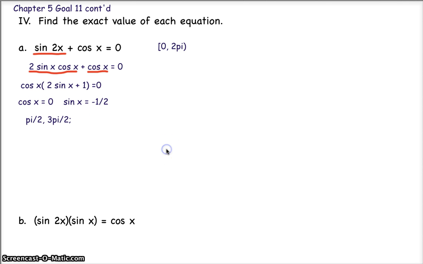Sine equals 1/2 at a 30-degree reference angle. The 30-degree reference angles are pi over 6. Sine is negative in quadrants 3 and 4, so that would be 7 pi over 6 and 11 pi over 6. So let's just recap. I substituted the double angle formula for sine. That allows me to factor, and then we can solve from there.